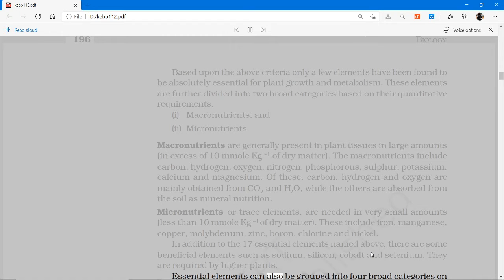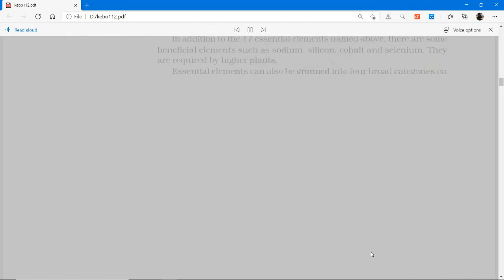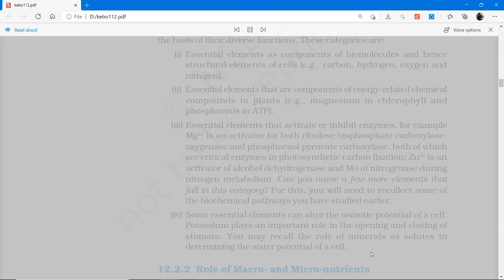Essential elements can also be grouped into 4 broad categories on the basis of their diverse functions. These categories are: 1. Essential elements as components of biomolecules and hence structural elements of cells, for example carbon, hydrogen, oxygen, and nitrogen. 2. Essential elements that are components of energy-related chemical compounds in plants, for example magnesium in chlorophyll and phosphorus in ATP.